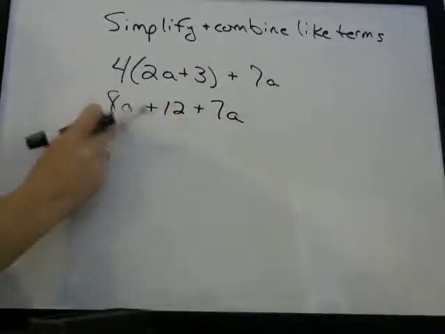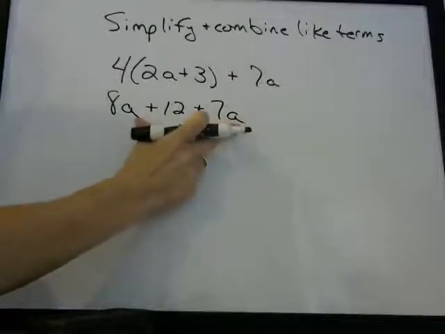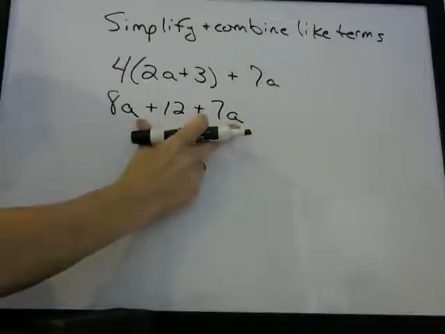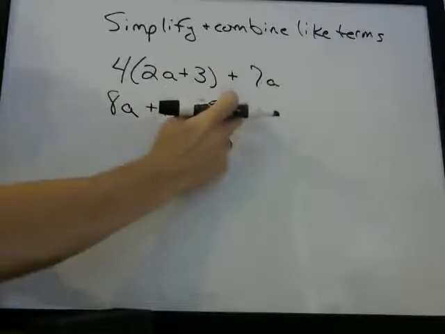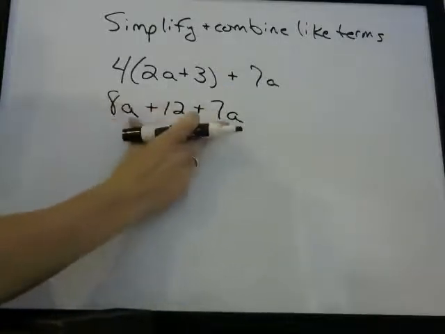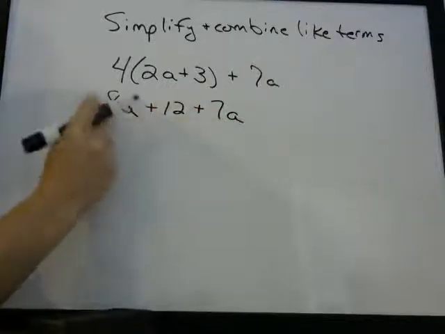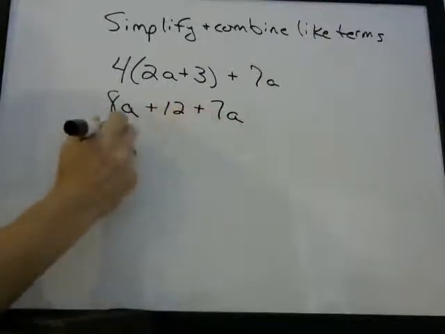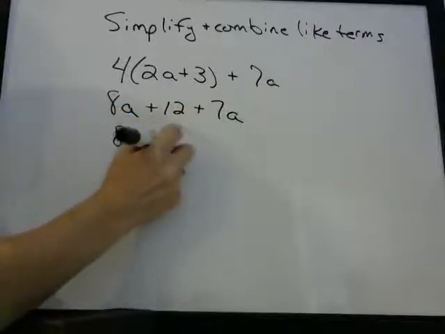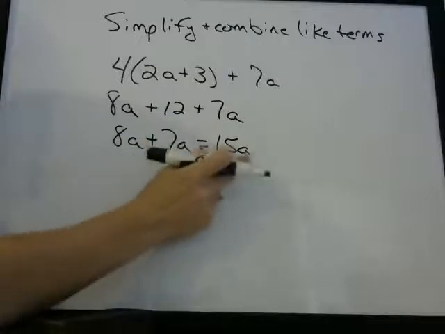Here we can add 8a and 7a because they are like terms. They both have an a in them. If one of them had an a squared, that's not the same as a. But because they both have an a, we can combine them. Here it's an addition, so you simply add the numbers together and keep the a. So 8a plus 7a equals 15a. We're just adding 8 plus 7, and you keep the a.